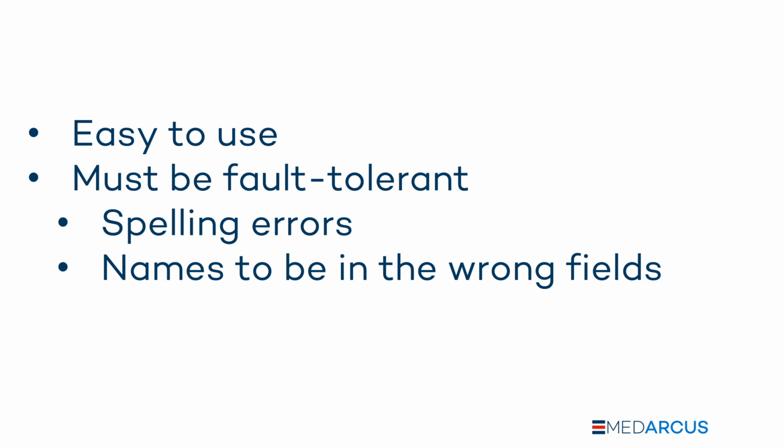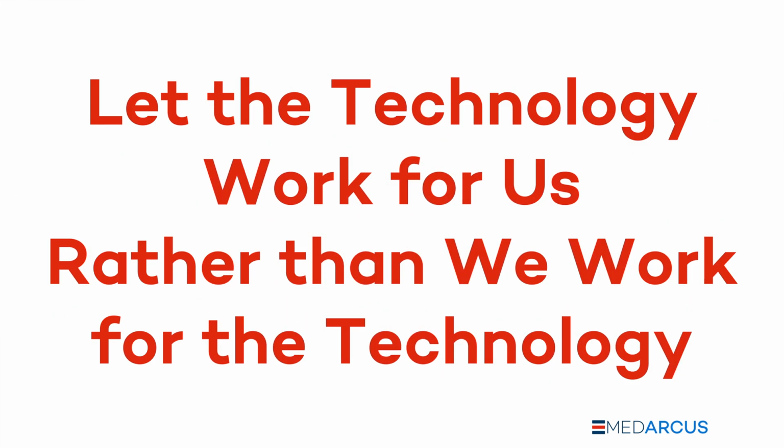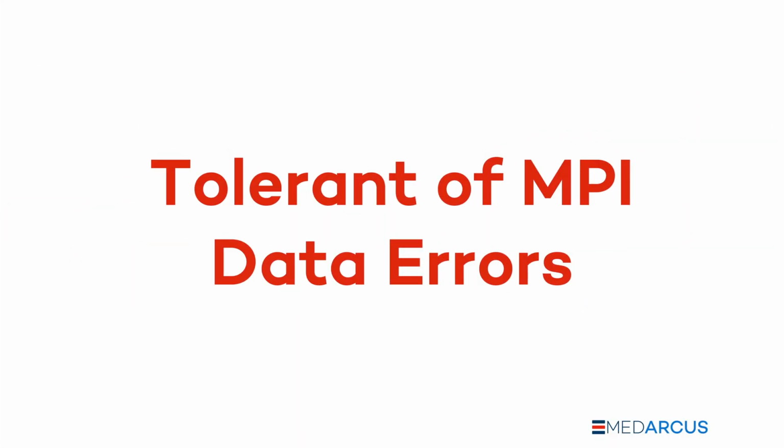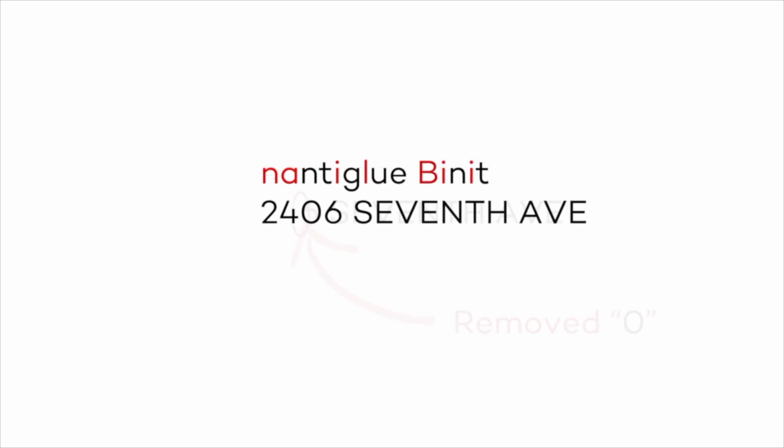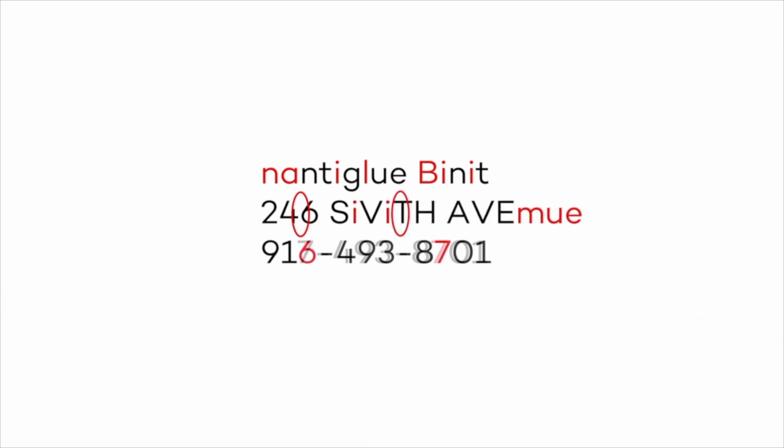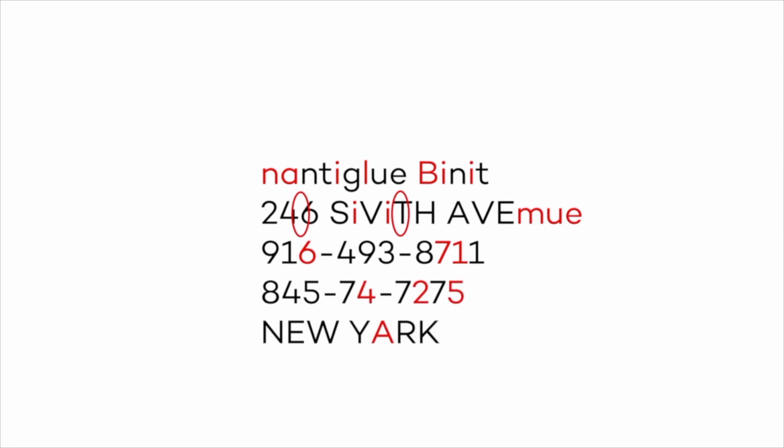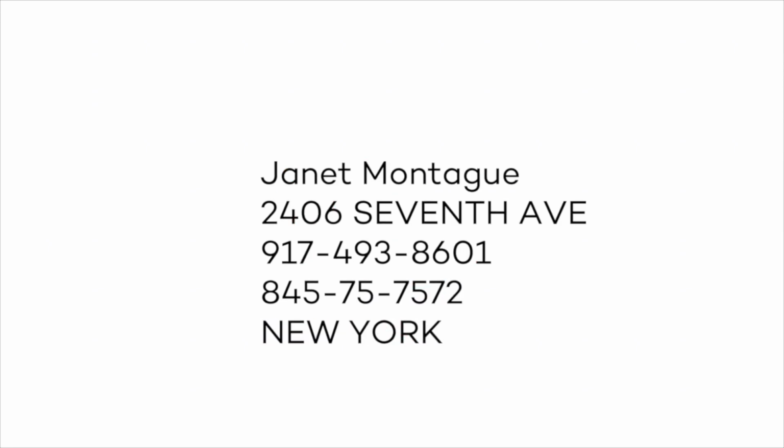That's the hallmark of modern search. Let the technology work for us, not have us work for the technology. Modern search must work with fault tolerance. That means that we have to be able to find records even when there's a high amount of errors in the MPI data or the search criteria. Even when the data is a mess and it has many errors that we miss because we did not deep clean the MPI data well enough, we still have to find the record.